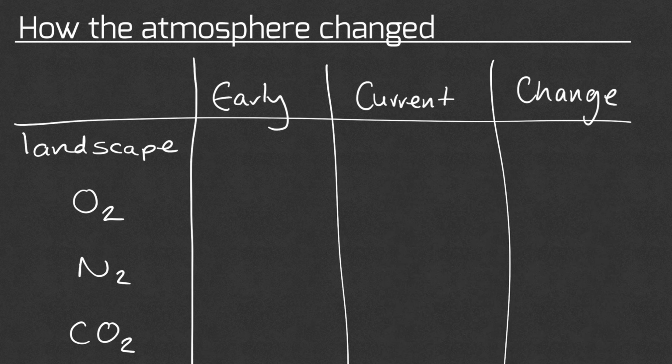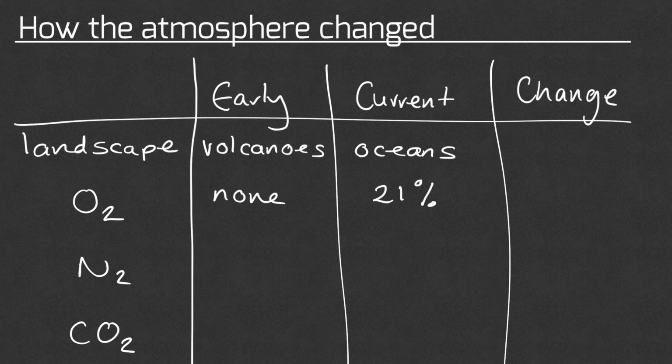We're now going to summarise what we've talked about and compare the early atmosphere to the current atmosphere. In the early atmosphere, the landscape was mainly volcanoes. Now the landscape is mainly dominated by oceans. In the early atmosphere, there was no oxygen, but in the current atmosphere, there's about 21% oxygen. This means that the amount of oxygen has increased.